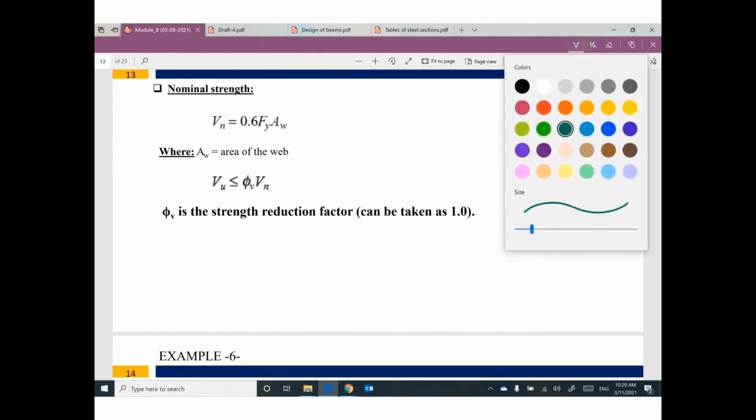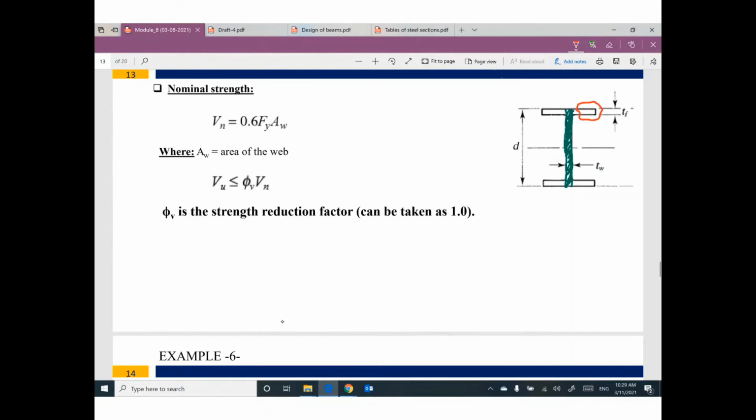Does it mean the other parts will not support shear? Actually, these parts are supporting, but only a very, very small part. The main part supporting shear is the web. So to determine the nominal shear strength, Vn equals 0.6 F yield times the area of the web. How can I get the area of the web? The total depth of the cross section, d, times the thickness of the web, t web.